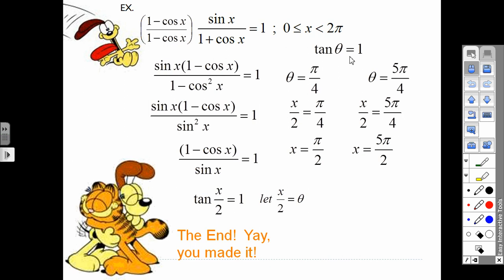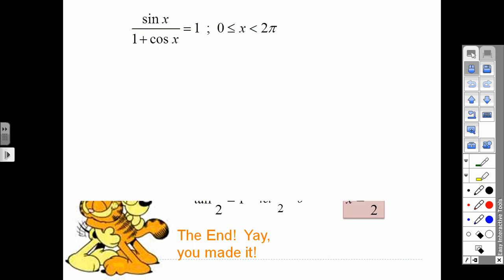Unfortunately, if you look at our domain that we have here, 5 pi over 2 exceeds 2 pi. So we're going to cross that one off, and we just have pi over 2 as an answer. Okay? So that's one way that you could have solved this problem. Let's take a look at another way.